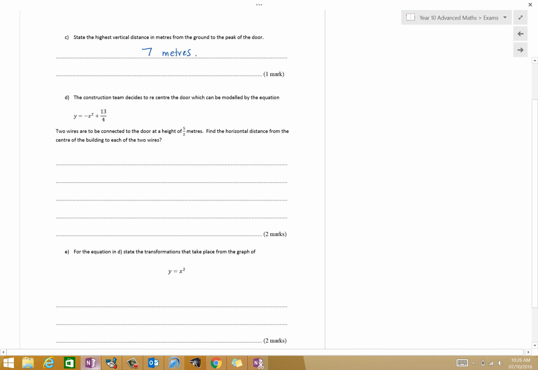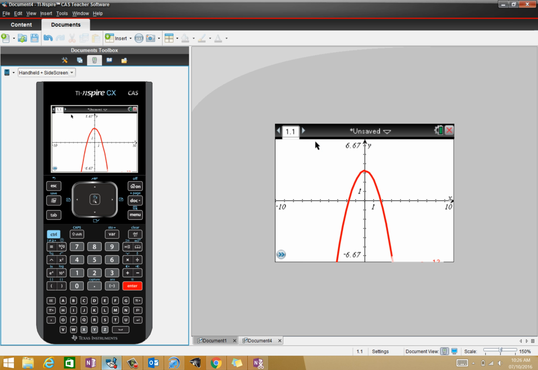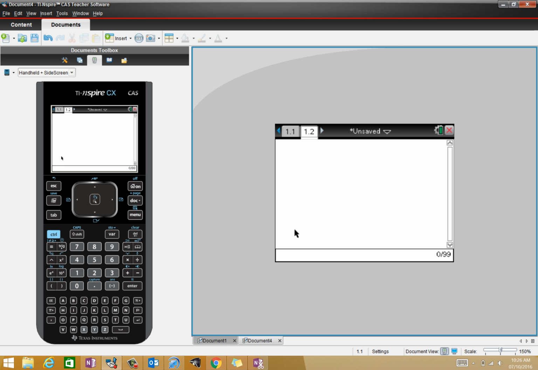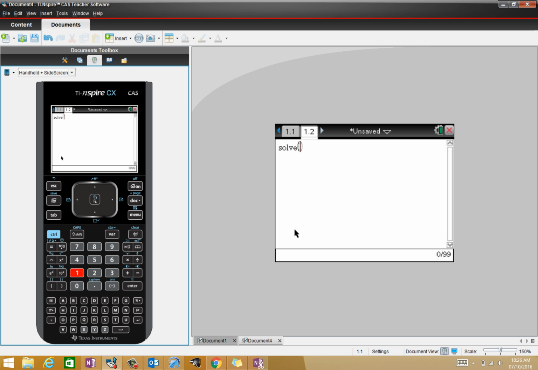So it's then saying 2 wires are connected at the door at a height of 5 over 2. Now a height of 5 over 2 means that y is 5 over 2. Okay, so what we need to do is solve the equation 5 over 2 is equal to minus x squared plus 13 over 4. Now we can solve it algebraically or we could solve it in our CAS. I'm going to show you how to solve it in the CAS first, because we can go to here and go menu 3.1 and solve.